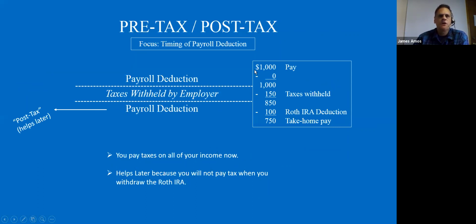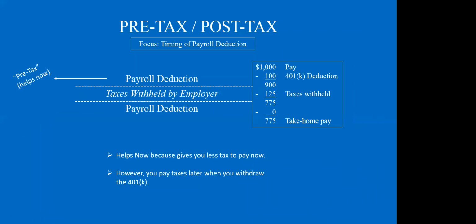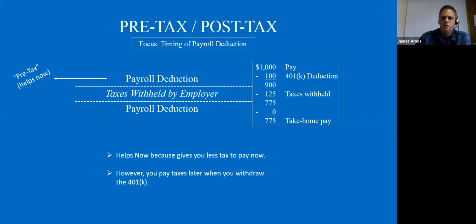Well, same starting point. Let's say you had $1,000 of pay for the period, but you have no pre-tax deductions. So 1,000 minus 0 is 1,000. So you're getting taxed on the full amount of your income now. Now notice the amount of taxes withheld are 150. Do you remember in the last example? I'm going to back up a screen. In the last example, it was only 125 because you only had $900 of income they were taxing you on.